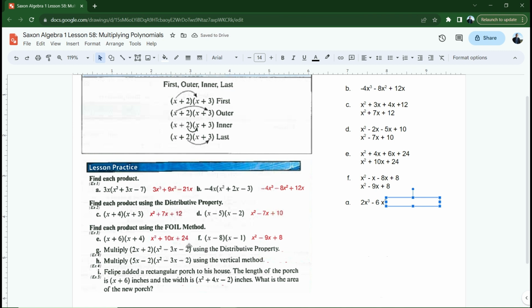Sorry, I meant to say that there's a 6x squared here because it was 2x times negative 3x. Then 2x times negative 2 is minus 4x. Okay. Then I'm going to do 2 times x squared. I need to do the second term. So 2 times x squared is going to be plus 2x squared.